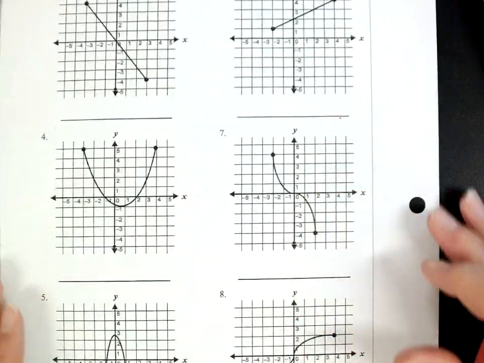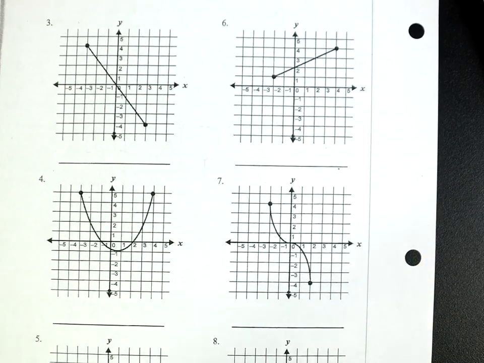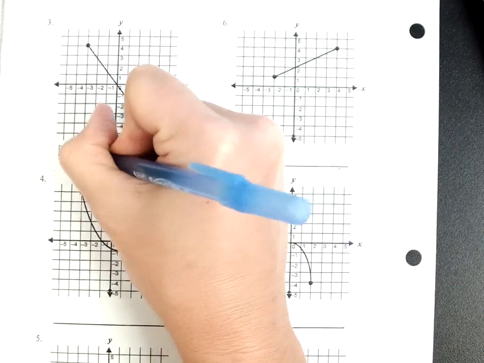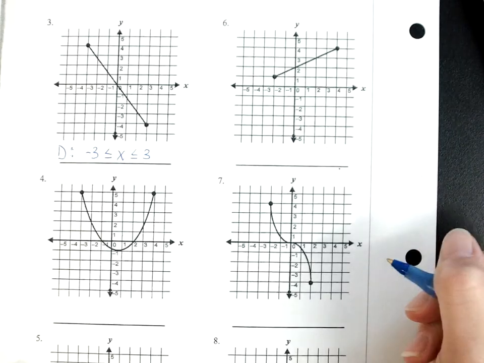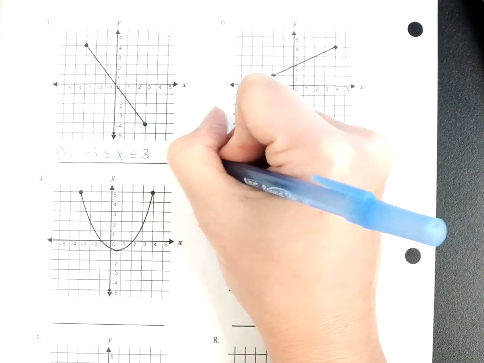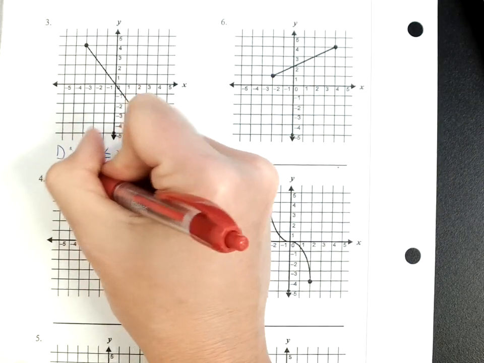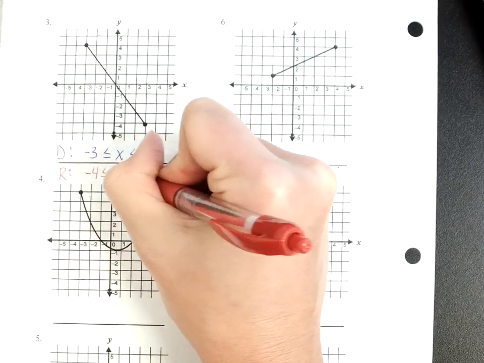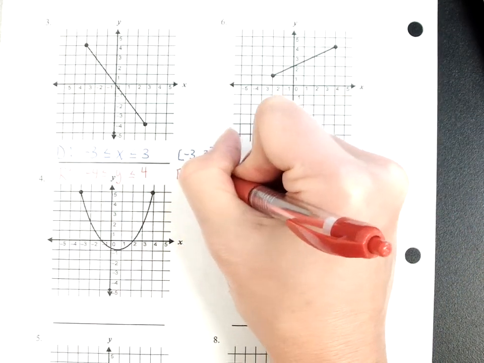Looking at the back of this page, again, more examples. Since we've talked about this a time or two, I'm just going to write down the answers here, and I want you to work them out for yourself. So again, left to right, domain. Interval notation would look like this. Range, bottom to top. Again, interval would look like this.